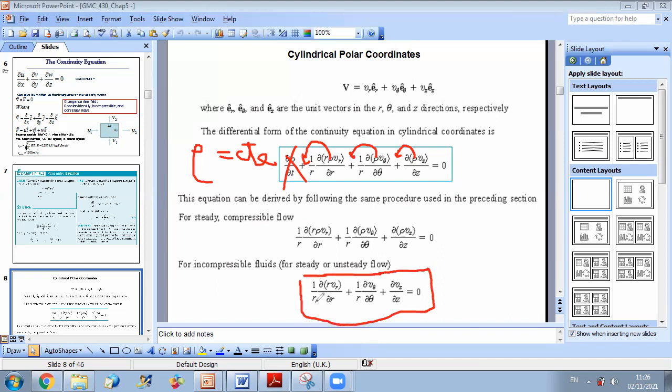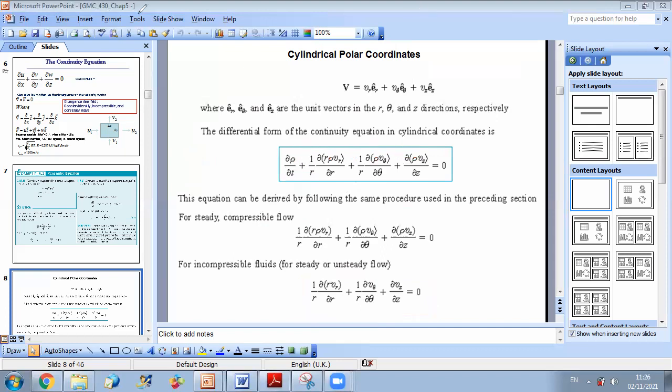And the relation is 1 over r del (r v_r) by del r plus 1 over r del v_theta by del theta plus del v_z by del z equals 0. Okay, so this is the conservation of mass in polar coordinates. Now, which one to use depends on the problem and the type of problem we are dealing with. So when we do problems together, we'll understand in which case I select Cartesian frame, in which case I select cylindrical coordinates.